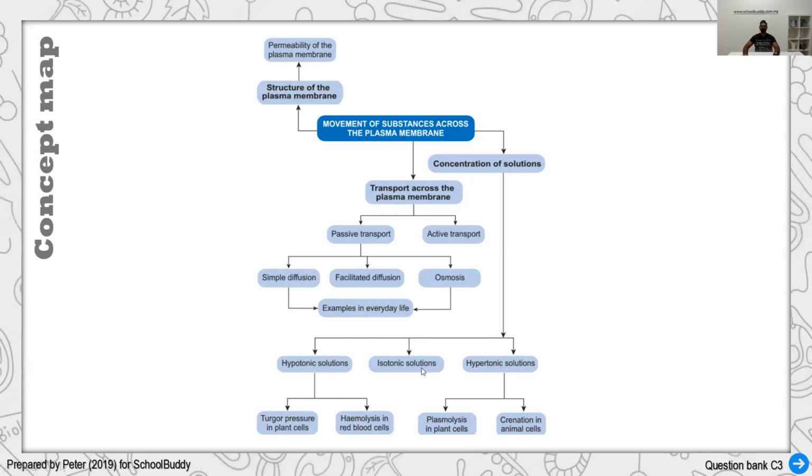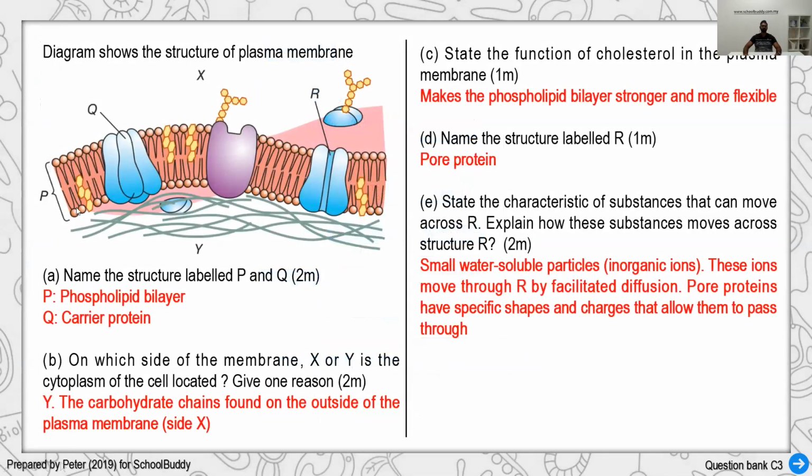So let's see some example questions from chapter 3. Again, we are seeing the phospholipid bilayer of the plasma membrane. Let's see the question. Name the structure labeled P. Let's locate where P is. P is referring to the overall phospholipid bilayer. We can see the head outside and the tail inside, so hydrophilic head, hydrophobic tail.